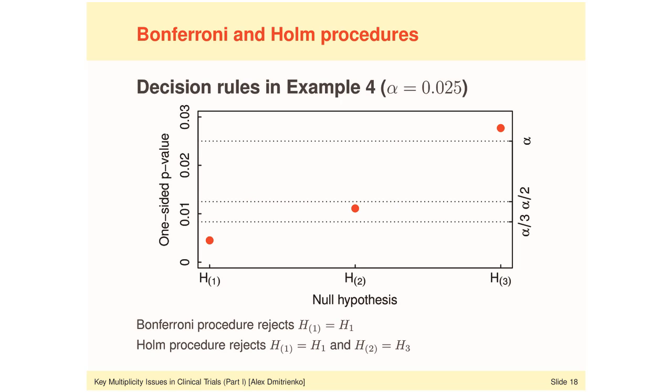Using the p-values that were defined in the table on slide 17, we need to first find the set of rejected null hypotheses. In this case, as before, we see the ordered hypothesis on the horizontal axis, and the orange dots represent the one-sided p-values for each individual dose-placebo comparison. And this step, of course, is not required for the Bonferroni procedure. It's a single-step procedure.